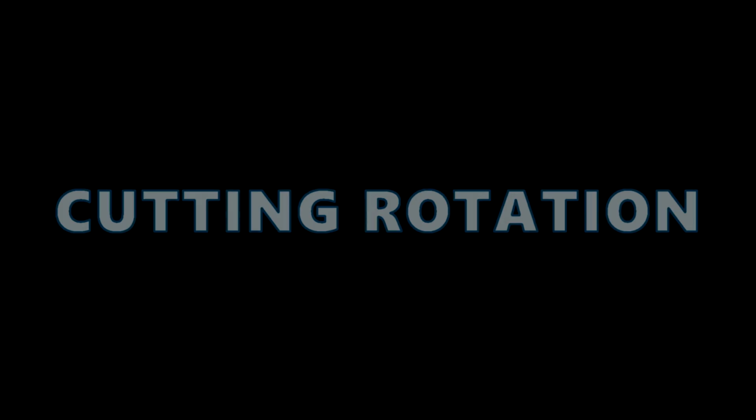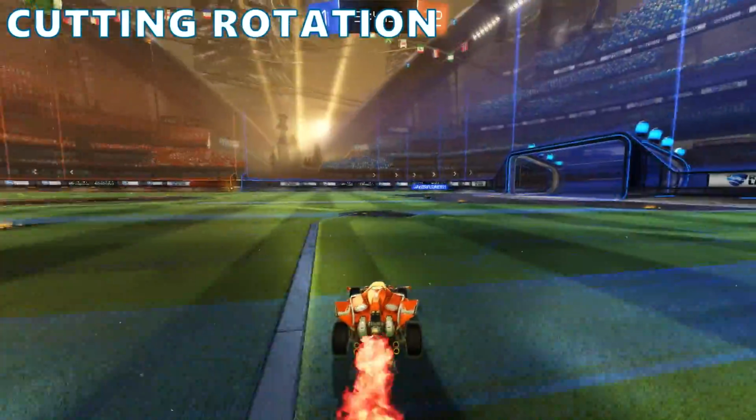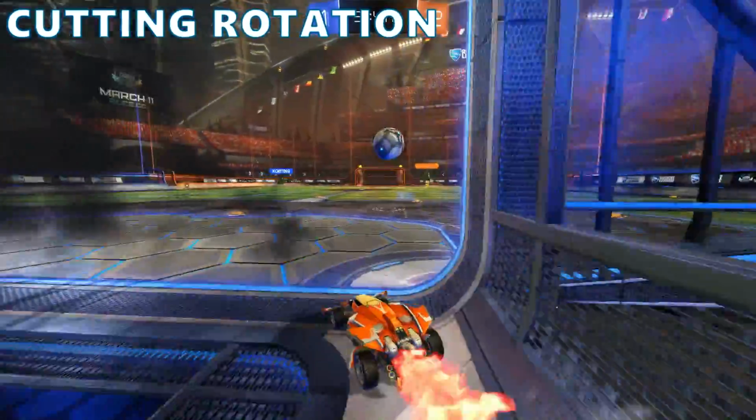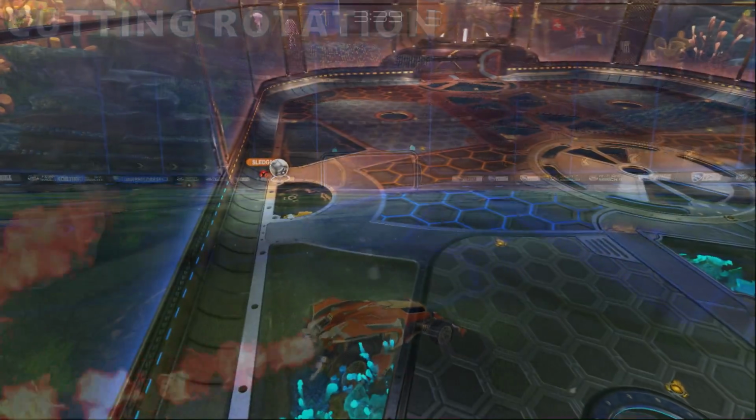Alright, let's talk about cutting rotation. Now to cut rotation, I am going to recognize that my teammate is getting a good hit on the ball, and I'm going to move in to make a quick physical play. Now this really has to be an in and out situation, as it is very risky, and if my teammate doesn't hit the net, I'm going to have to start coming back to play defense.